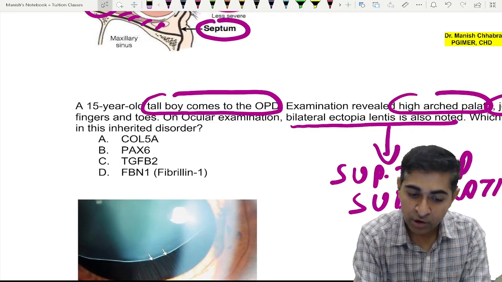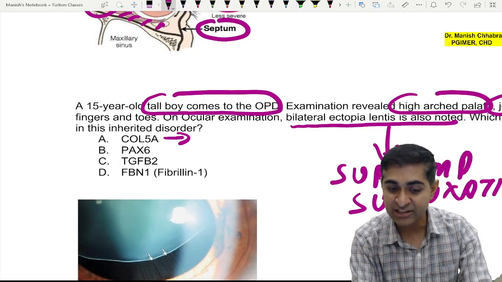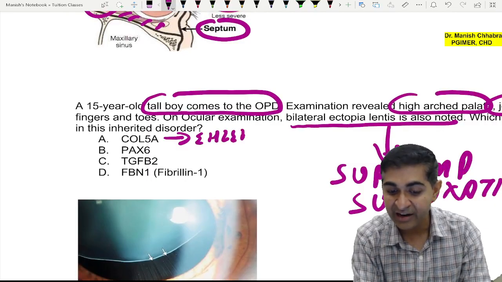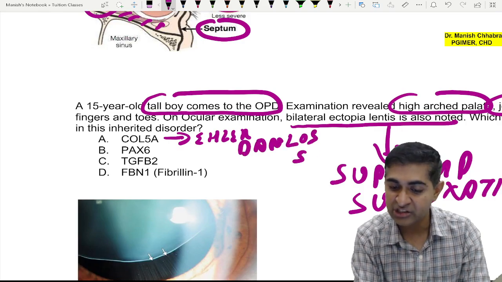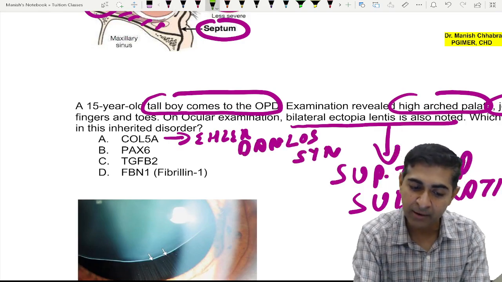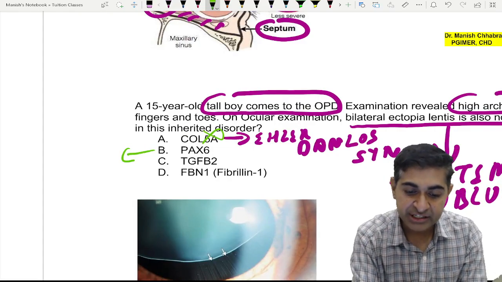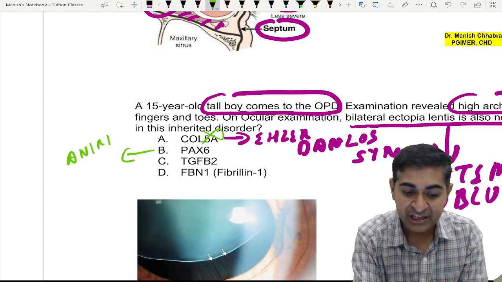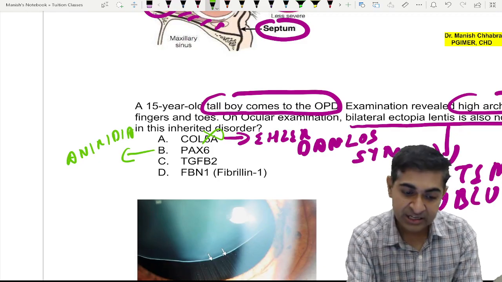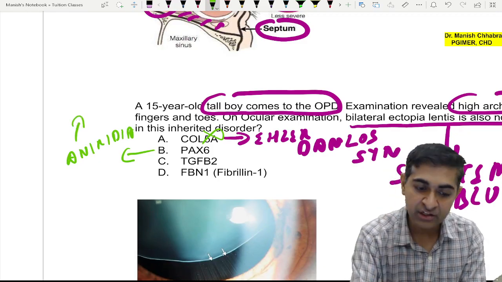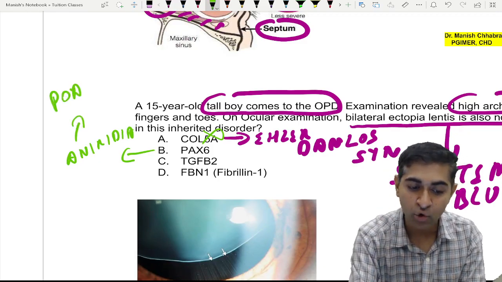Okay. Now, COL5A is associated with Ehlers-Danlos syndrome. Is it Ehlers-Danlos syndrome? No. PAX6 associated with aniridia. This aniridia may even lead to formation of primary open angle glaucoma.